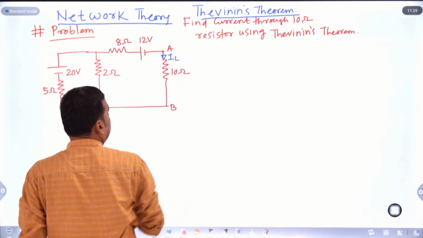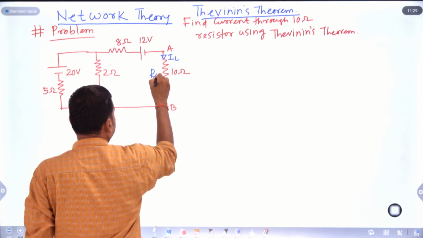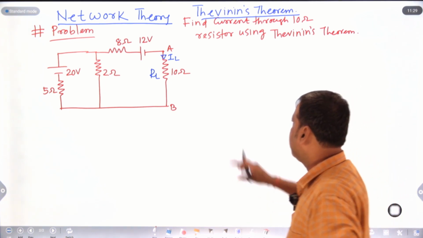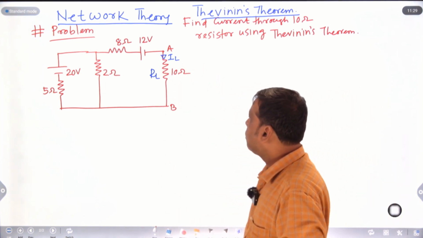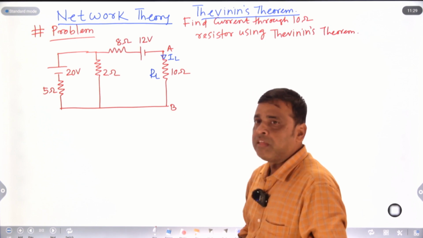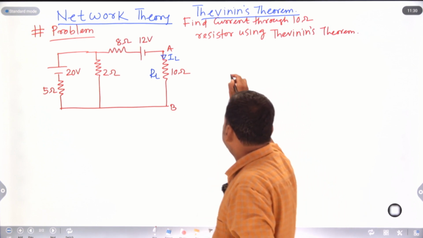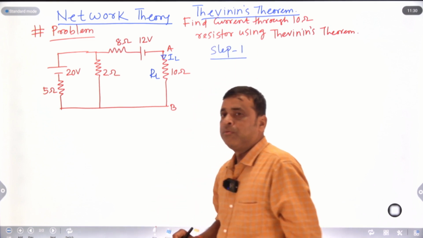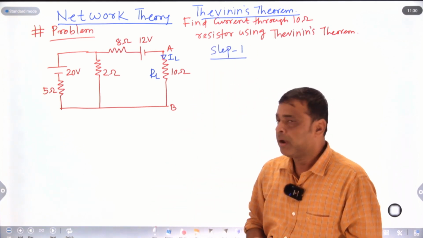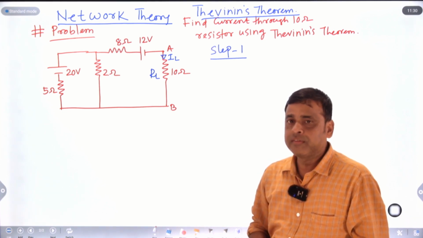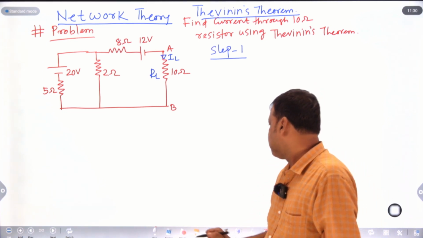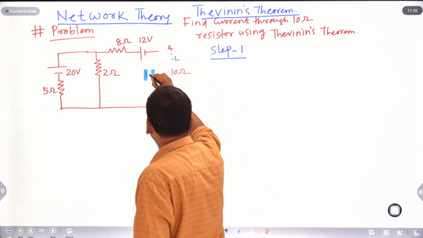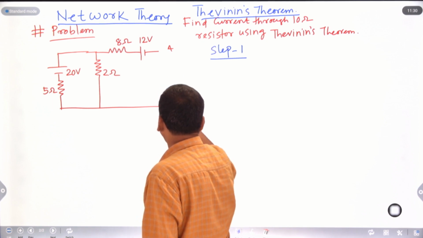Let this be your IL. I can say this is your load resistance RL. We are going to calculate the current flowing through the 10 ohm resistor using Thevenin's theorem. So generally in Thevenin's theorem, in step 1, what will we do first? We have to disconnect the load resistance and find out the Thevenin's voltage and Thevenin's resistance. First of all, we have to disconnect the load resistance.